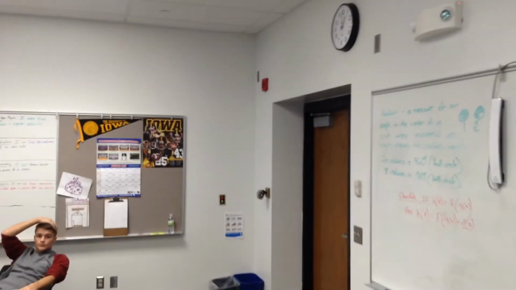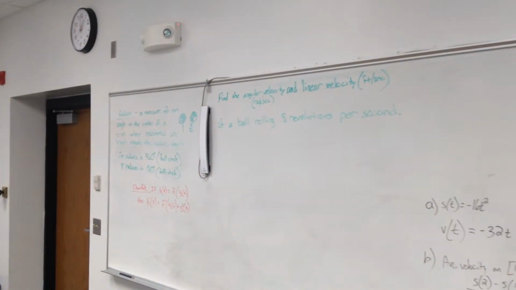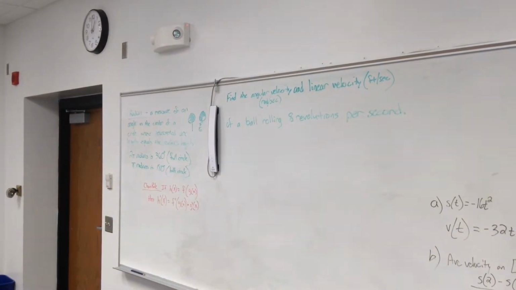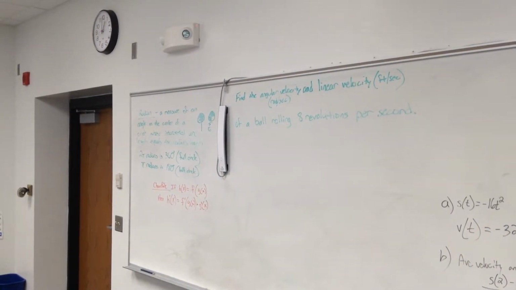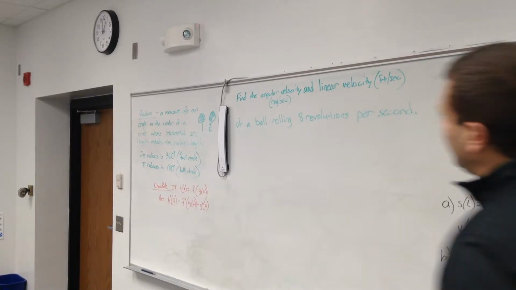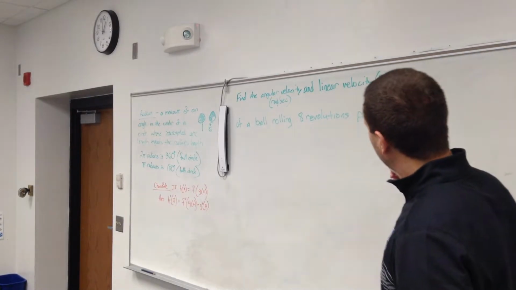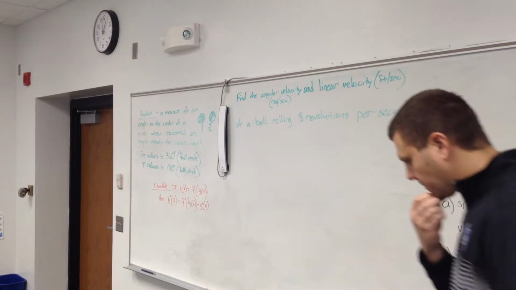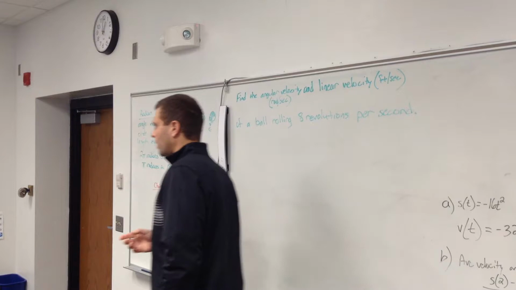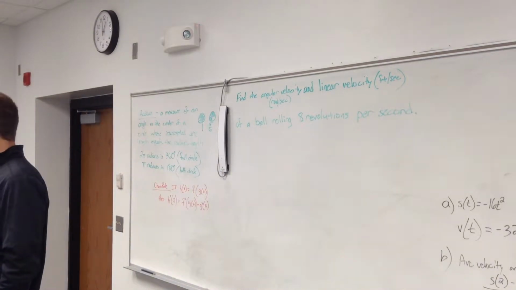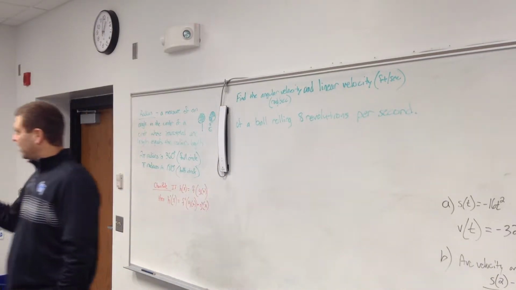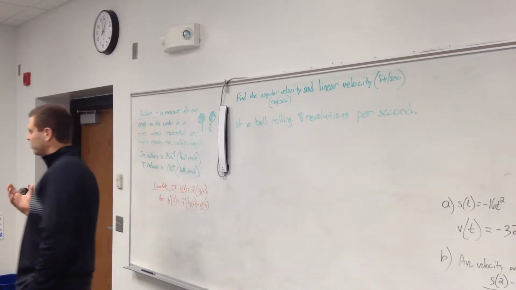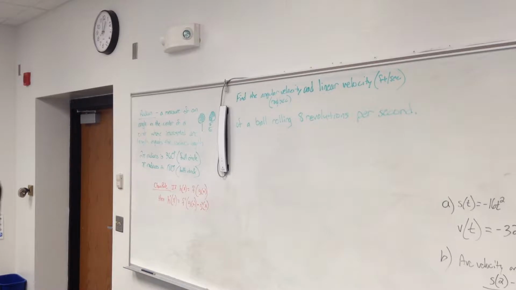I'm going to use a different example to help teach linear and angular velocity before we go back to the Ferris wheel question. This one says find the angular velocity and the linear velocity of a ball rolling 8 revolutions per second. Now let me talk about those things. First of all, I'll start with linear velocity because I think you guys know that. 10 miles per hour, that's a linear velocity. 8 meters per second, that's a linear velocity.